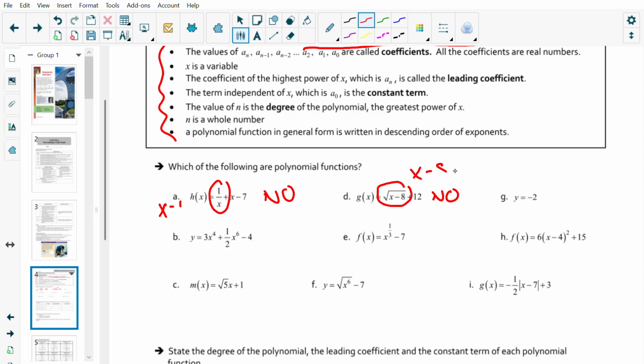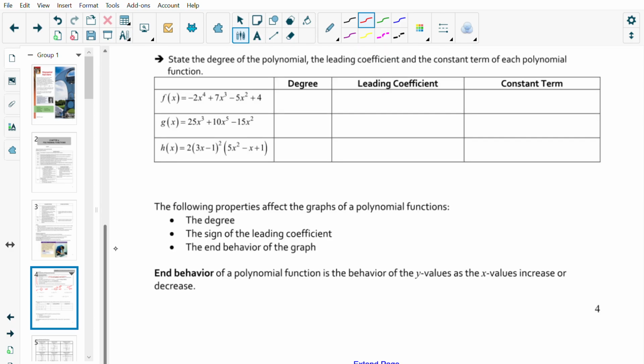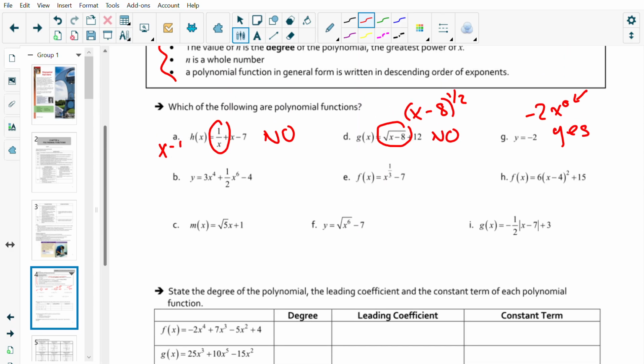That's a 1/2 exponent that is also not a whole number. This one is yes, because remember we could do this. 0 is a whole number, so that is a polynomial function. This one, yes, okay, whole number exponents, good. This one, no, we have a fractional exponent. This one, yes, this is just written in vertex form, okay, so this has a whole number exponent.